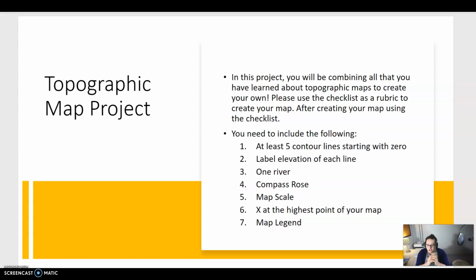So I want you to have the following things in your map. I want you to include 5 contour lines starting with 0, because 0 is our sea level, the sea level that we start at. Label each elevation line. I want you to have at least one river. I want you to have a compass rose on your map, a map scale, an X marking the highest point of your map, and the map legend. I'll go through each thing right now.